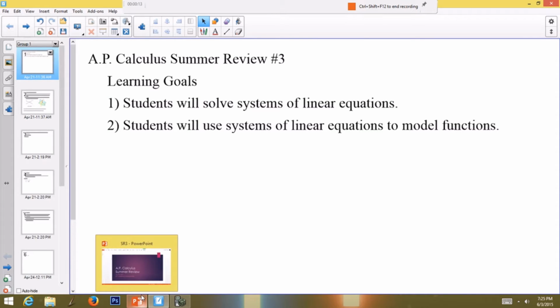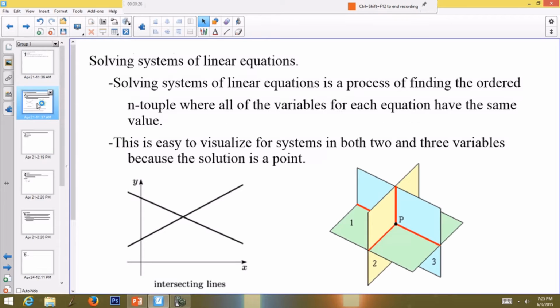The goals today: we're going to talk about solving systems of linear equations in a couple of different ways, and then we are going to use systems of linear equations to model functions. So, let's get to it and talk about what these things are.